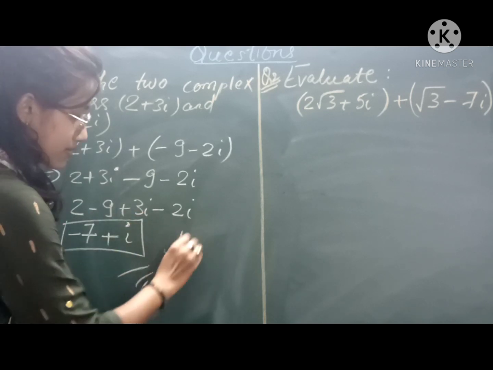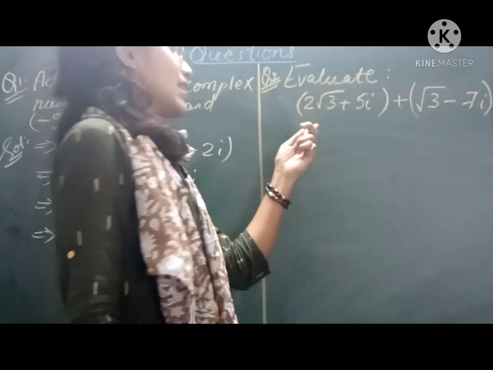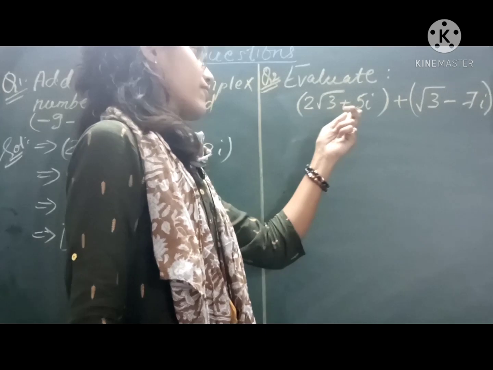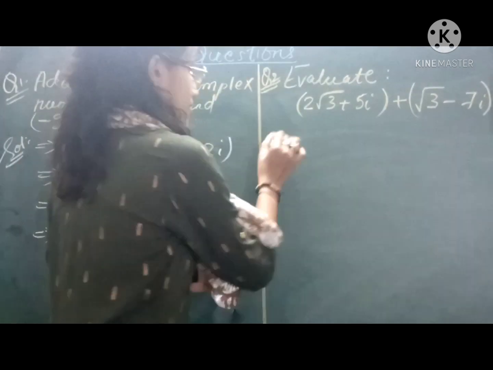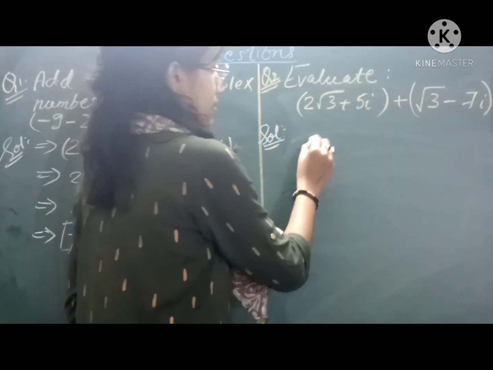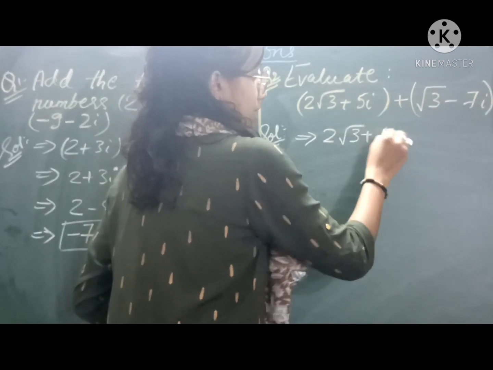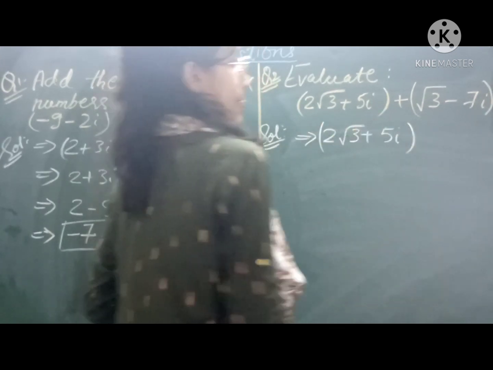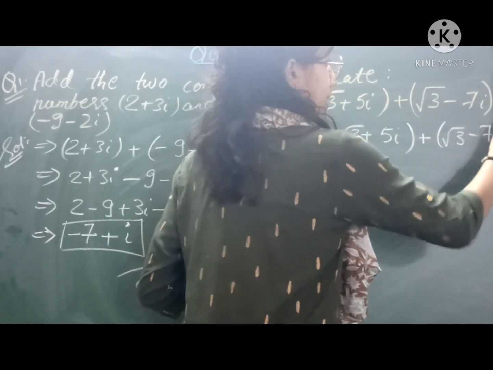This is how we will solve the questions. Now moving on to next, this is: evaluate 2 root 3 plus 5i plus root 3 minus 7i. Again an easy question. What is given? 2 root 3 plus 5i plus root 3 minus 7i.